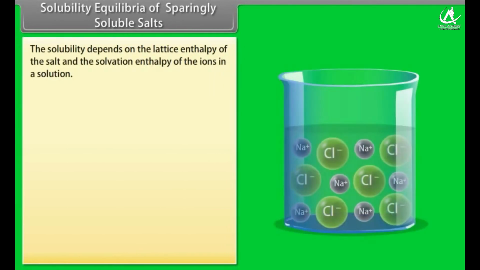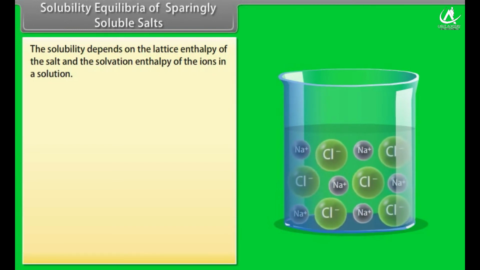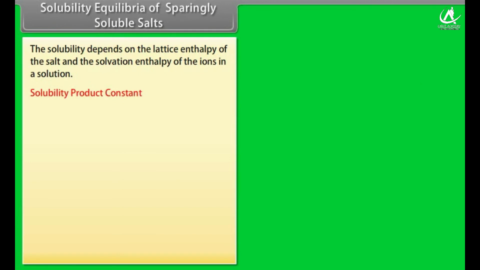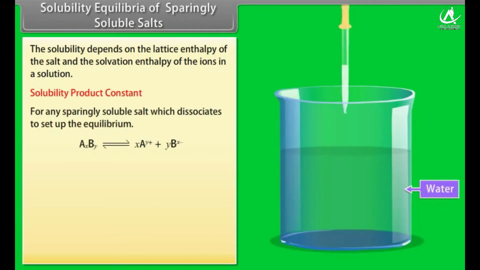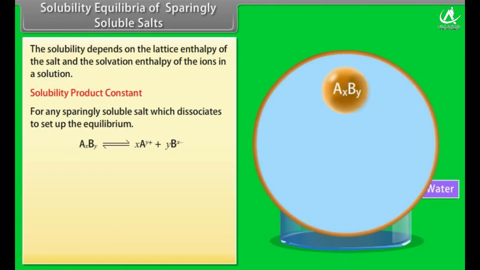Solubility equilibria of sparingly soluble salts. The solubility depends on the lattice enthalpy of the salt and the solvation enthalpy of the ions in a solution. Solubility product constant. For any sparingly soluble salt which dissociates to set up the equilibrium.